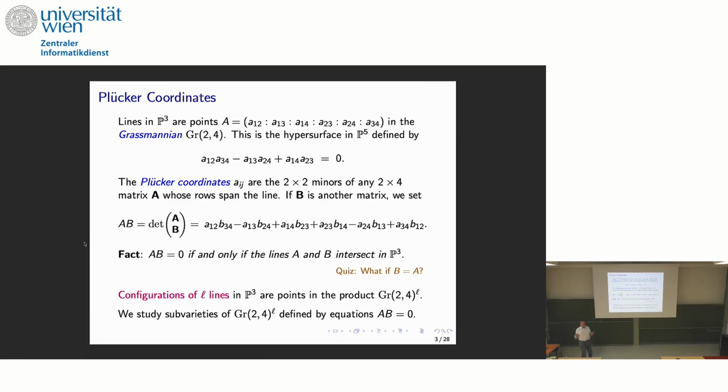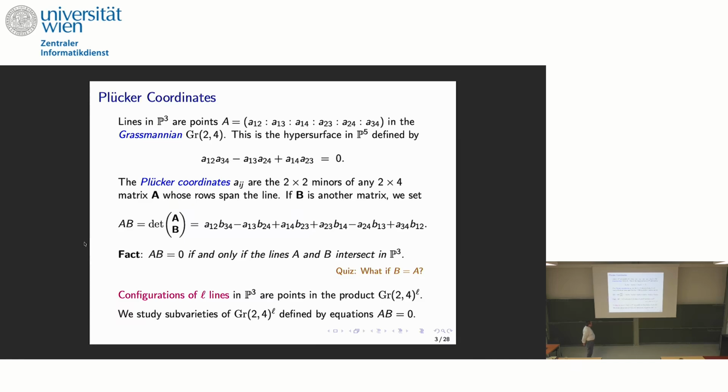Now, what happens if A equals B? Let's say here you substitute each B by an A. Well, then what you get, up to a factor of 2, is the Plücker relation. The Plücker relation, which is an identity, simply records the fact that these are lines. So it's automatically 0.